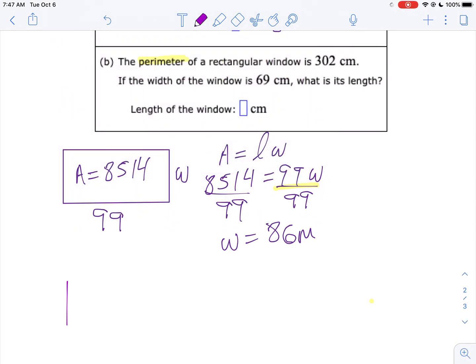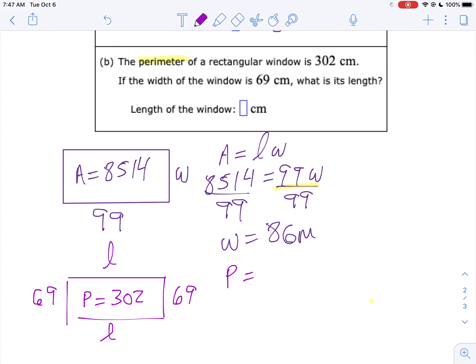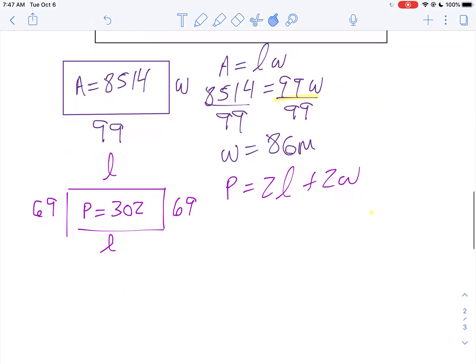So we have a perimeter of 302. We know the width is 69. Since it's a rectangle, I know on both sides it's both 69. And then I don't know the length, call that L. So to find the perimeter of a rectangle, it's 2 times the length plus 2 times the width, because we have 2 lengths. Now, in other words, we know 302 equals 2L plus 2 times 69.